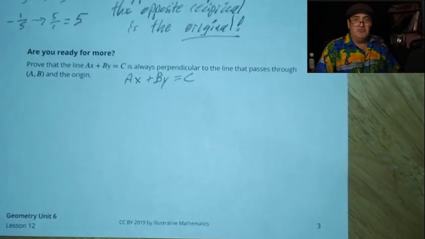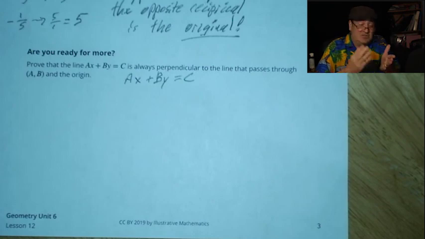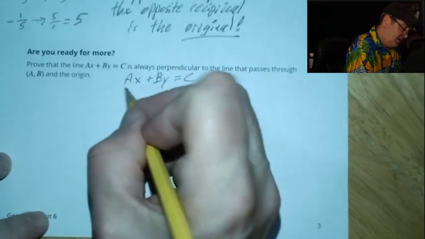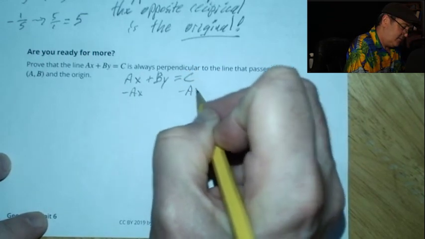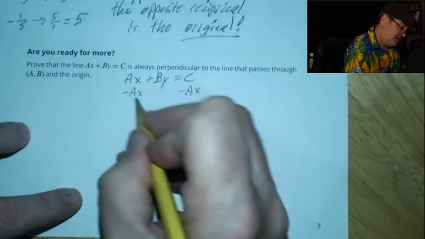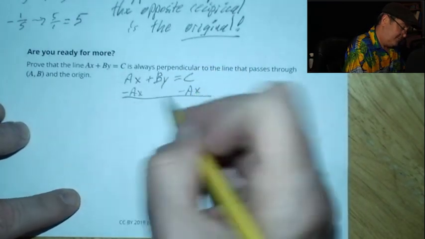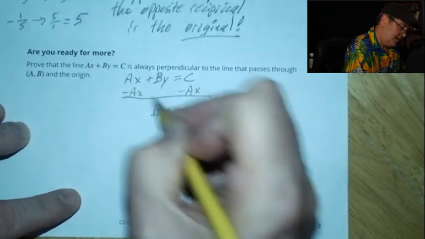And we're going to rearrange that to get it in our y equals mx plus b form to find out what m is. What is the slope? Well, let's move ax to the other side. So we'll subtract ax. That disappears over here. All we've got left is by.